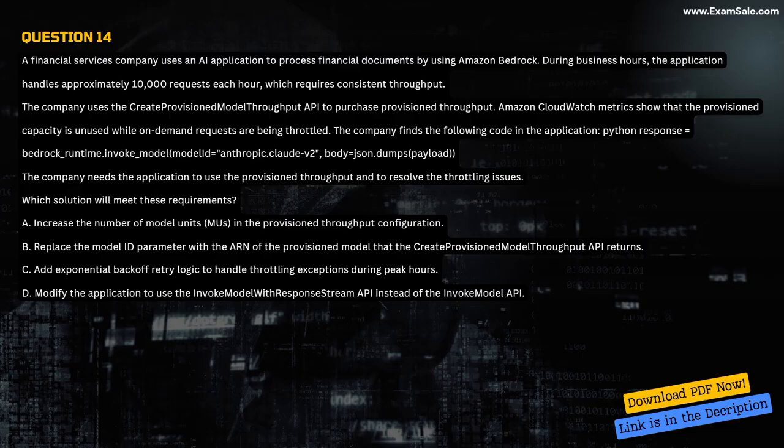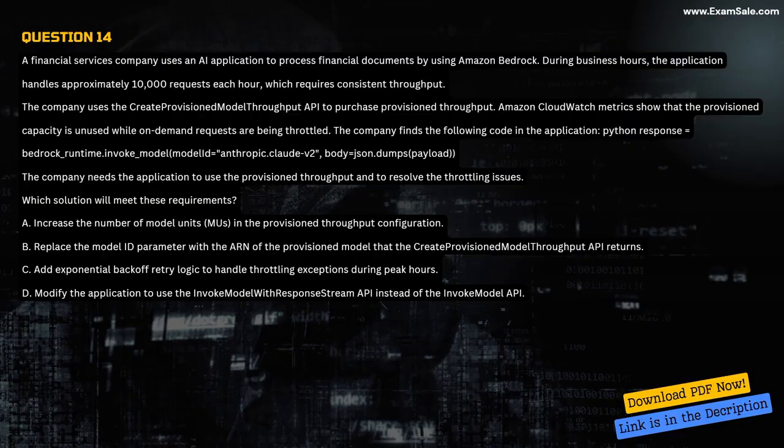application: Python, response = bedrock_runtime.invoke_model, modelId = anthropic.claude-v2, body = json.dumps(payload). The company needs the application to use the provisioned throughput and to resolve the throttling issues. Which solution will meet these requirements?